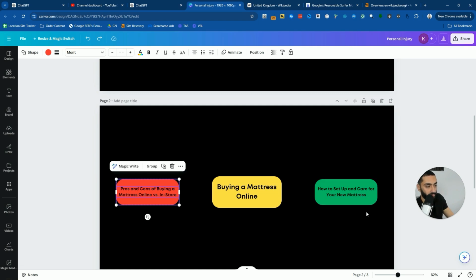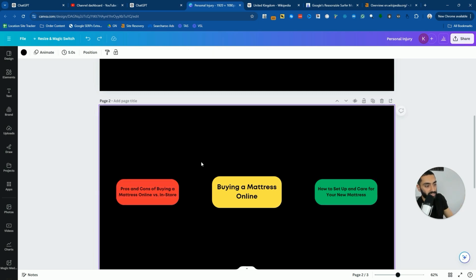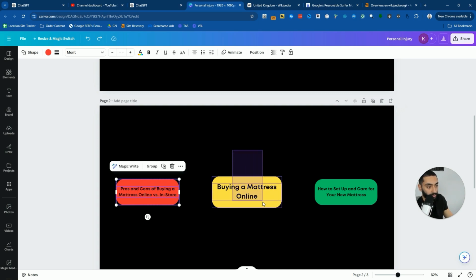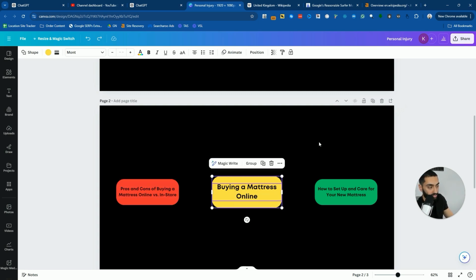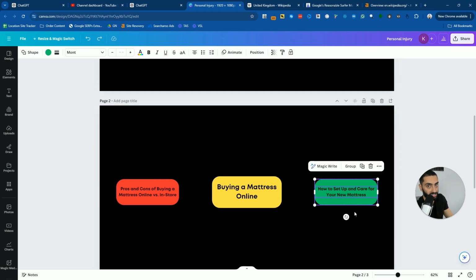Same goes with how to set up and care for your new mattress. You see how what I've tried to do with this is I've not just tried selling somebody a mattress, I've also spoken about the pros and cons of online versus in-store, right? So basically here, this is kind of like before they actually purchase. This is when they are purchasing, and this is also after they've purchased. This is how you build a brand using SEO.